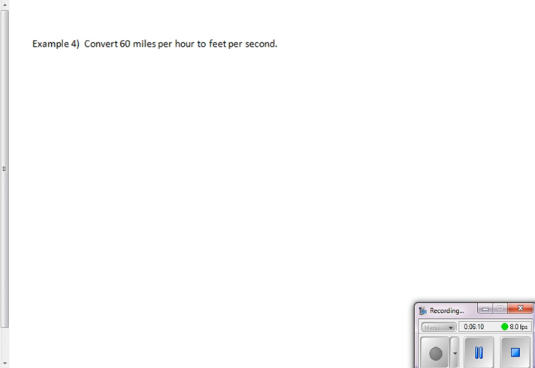Example 4 is one of those problems that dimensional analysis is going to come in handy. It says convert 60 miles per hour to feet per second. You are at 60 miles per hour. We need to convert to feet per second. What I find easiest to do is, if you think about it here, you have two units. You have miles and you have hours. We need to convert to feet and we need to convert to seconds. So take one piece at a time. Either deal with your time first or your distance first. I'm going to go ahead and work with my distance.